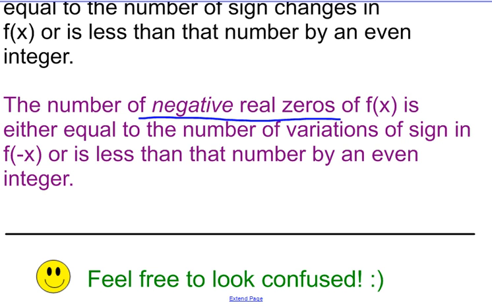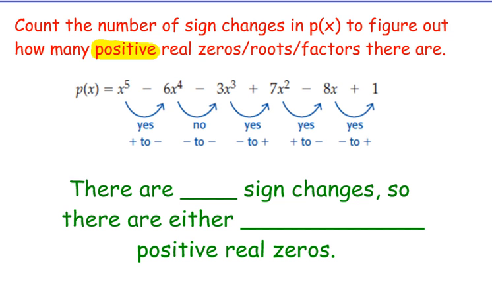So we're going to try a problem here. This is what we mean by positive real zeros, roots, factors. How many times does the sign change? So this is a plus sign. See that? And I went from a plus to a minus, so there's 1. Then I stayed a minus, so nothing changed, right? Now here I went from minus to a plus, so there's 2. I went from a plus to a minus, so there's 3. And I went from a minus to a plus, so there's 4.